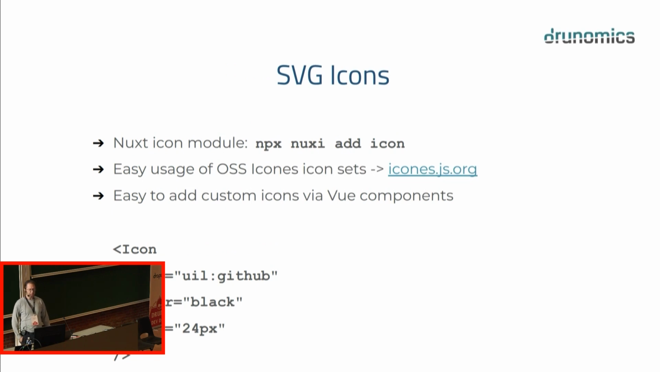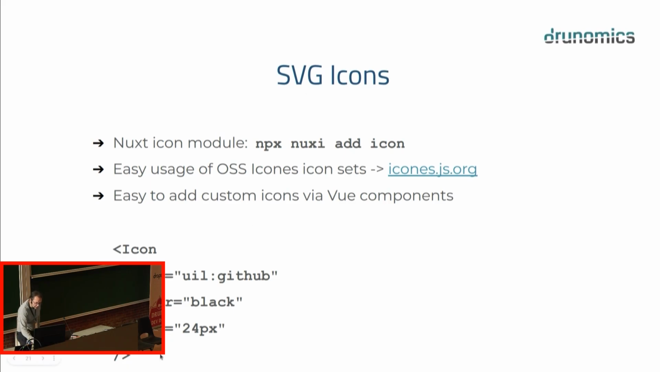SVG icons, there's a Nuxt icon module, which is quite nice for using icons, in particular ones of the already available open source icon sets. There's this icones.js.org website, which is basically a huge library of available open source icons. And all of those icons you can just use very easily with the Nuxt icon module. Basically, there's an icon component, and you give it the name, and the name of the icons you can also look up on the website, and you can use it like this.